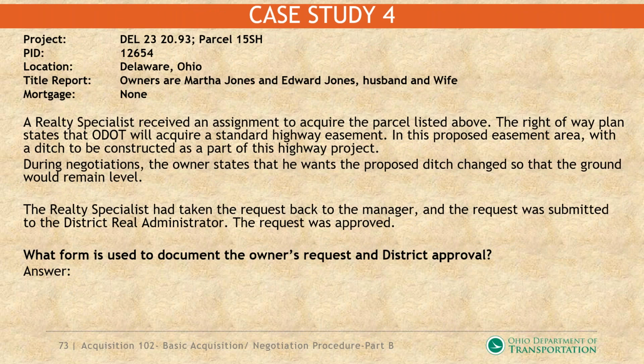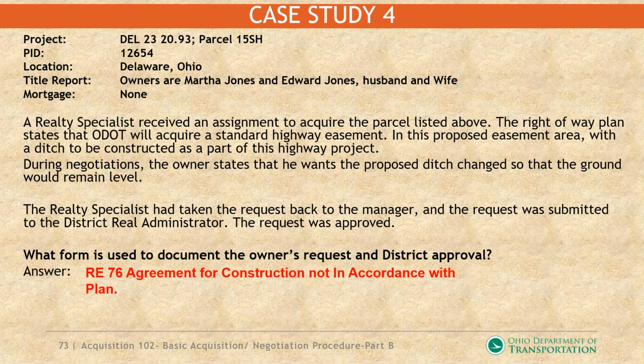All right, case study number 4. We're getting close to the end, and it is 2:01, so I will be fast. A realty specialist received an assignment to acquire 15 SH, so we've got an easement. The right-of-way plan states that ODOT will acquire the easement in the proposed easement area with a ditch to be constructed as a part of the project. The owner stated that he wanted the proposed ditch to change so that the ground could remain level. The request was approved once brought back to the manager, and the form that we use to make such a change, a property owner requested plan change, is the Re76.